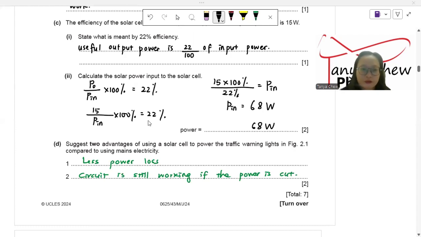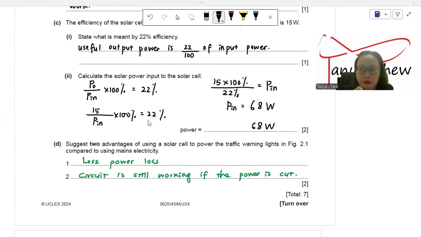D: suggest two advantages of using a solar cell to power the traffic warning lights in Fig 2.1 compared to using mains electricity. First one, maybe less power loss. Do you know why less power loss? Because fewer wires or connecting leads are being used. Because connecting leads have certain amounts of resistance. So I don't want to add to that.